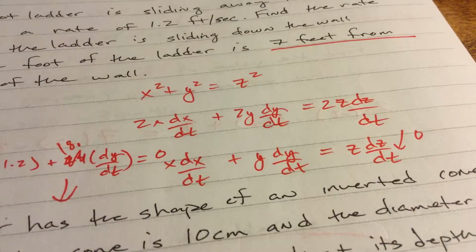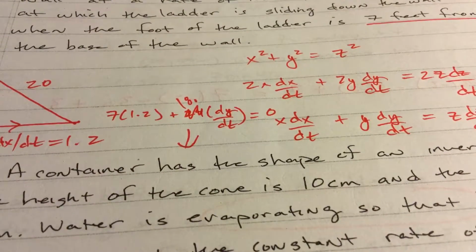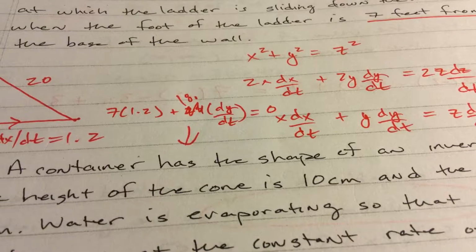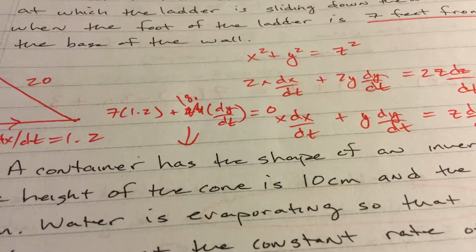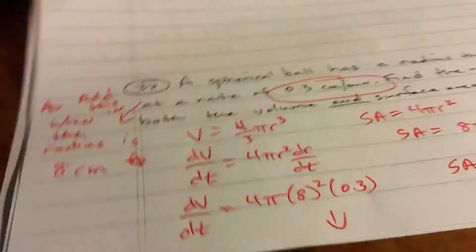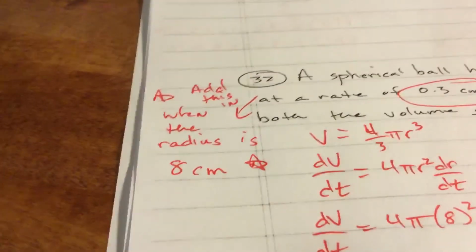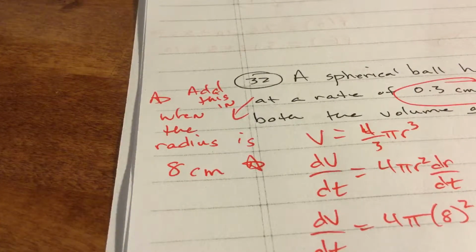Anyway, you're using the Pythagorean theorem. Take the derivative, but dx/dt is 0 in this case. The ladder is not getting bigger or smaller, so go from there. All right, again, sorry for that. Boo-boo. On 32, you have to add in something. Add this in: when the radius is 8 centimeters. Add that in. Watch this video so I don't have to tell you on Monday.